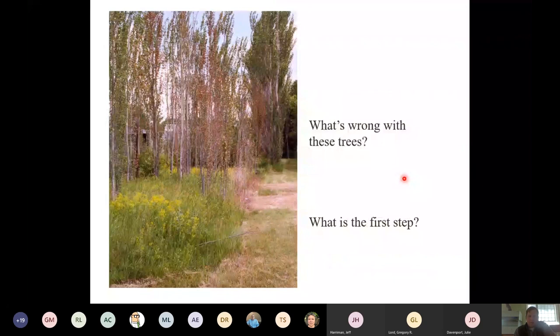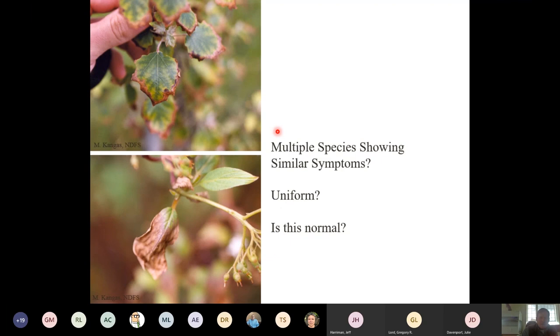Okay, what's wrong with these trees? What's the first step? We identify the species. We've got poplar, we've got dogwood. Here's the dogwood, here's the poplar. And we look, okay, there's multiple species showing the same symptoms. It's pretty uniform throughout the crown. Is it normal? Definitely not.